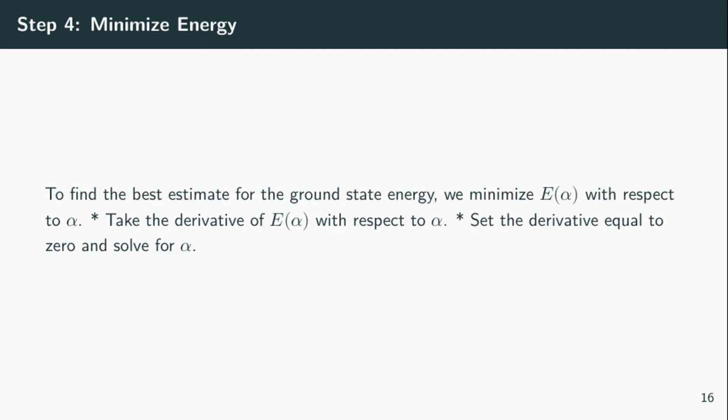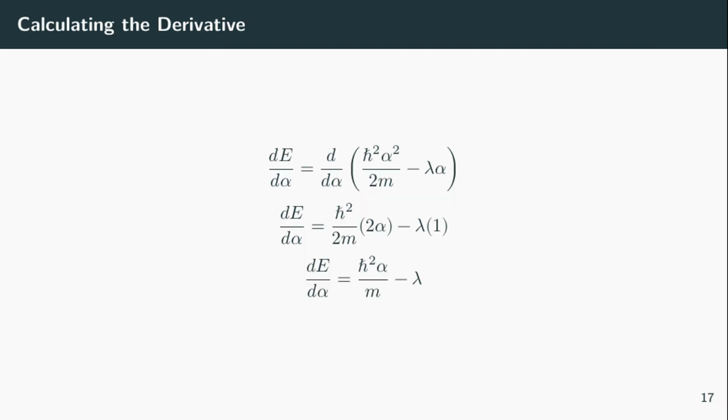The variational principle tells us that this energy, E of alpha, is an upper bound for the true ground state energy. To get the best possible estimate, we need to find the minimum value of E of alpha by varying alpha. To do this, we'll use standard calculus. We'll take the derivative of E of alpha with respect to alpha, set that derivative equal to 0, and solve for the value of alpha that minimizes the energy. This optimal alpha will give us the best possible estimate for the ground state energy. Using this trial wave function, let's calculate that derivative.